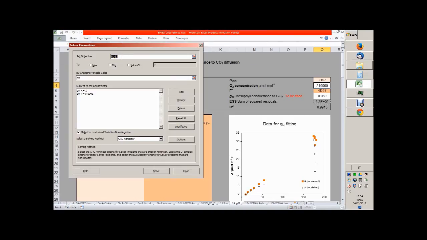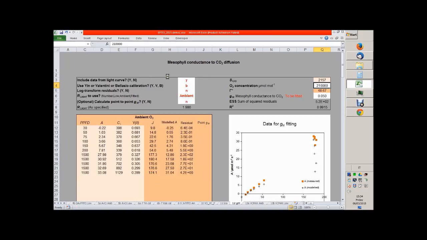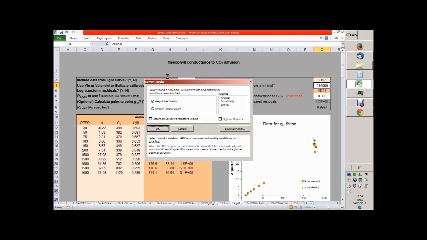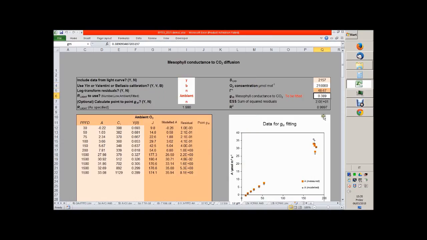In solver, we specify the objective cell as Q7 by changing variable cells Q6, and GM can be constrained to physiological values greater than 0 and smaller than 1. The fitted value of GM appears in cell Q6.